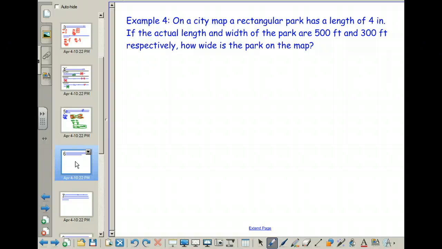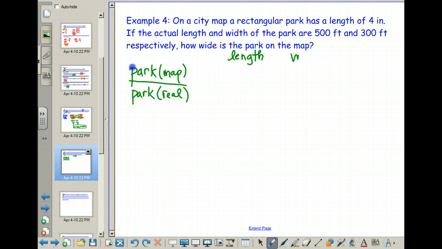The first question is, what am I comparing? Okay, so you're comparing, and we can do that, you're comparing the park on the map to the park, let's say in real life. Maybe like that. Does that work? Okay. What else are you comparing? The length and the width, right? So if I'm comparing the map versus real life as a ratio, then the length and the width are the other two comparisons.